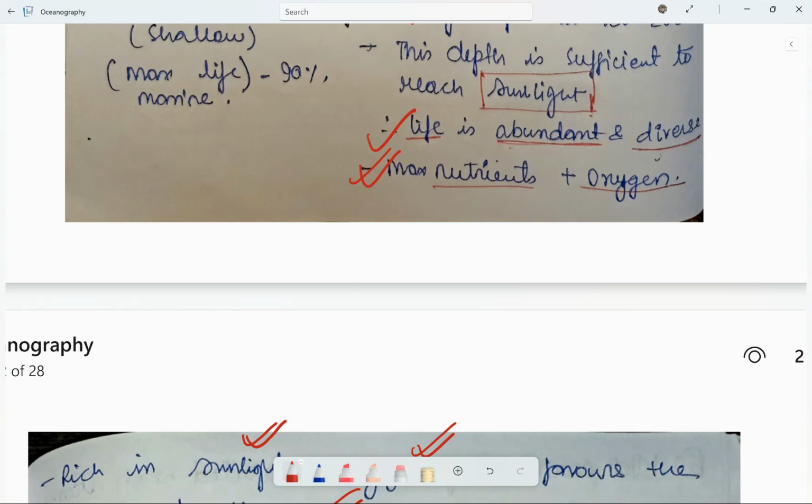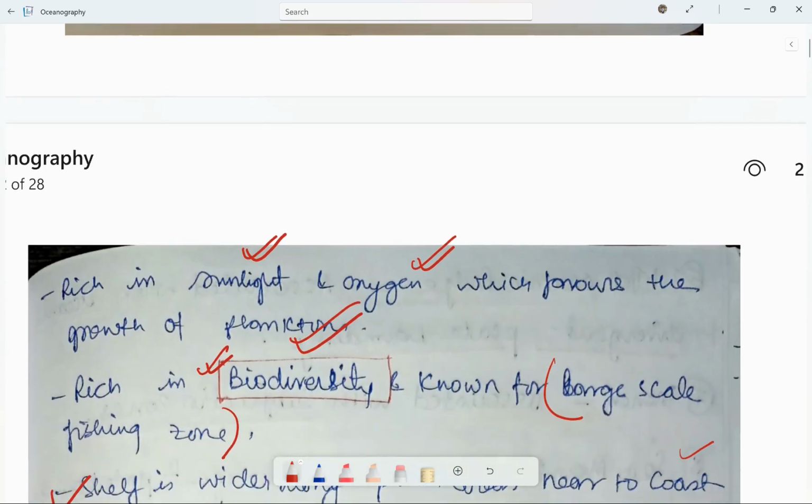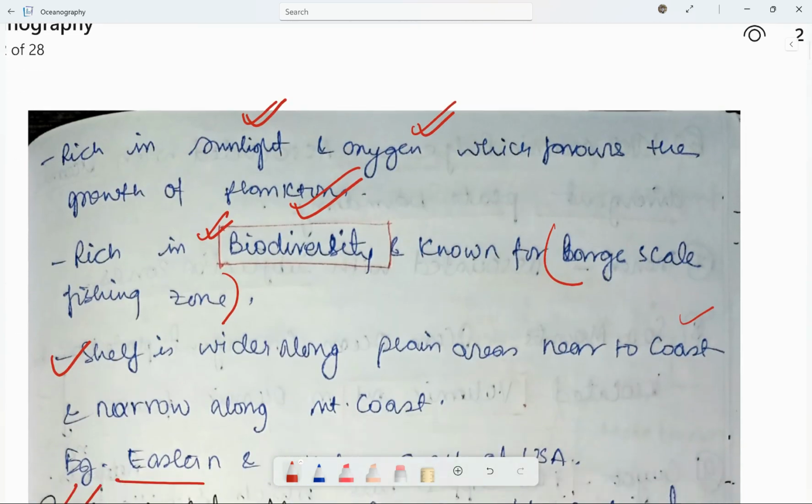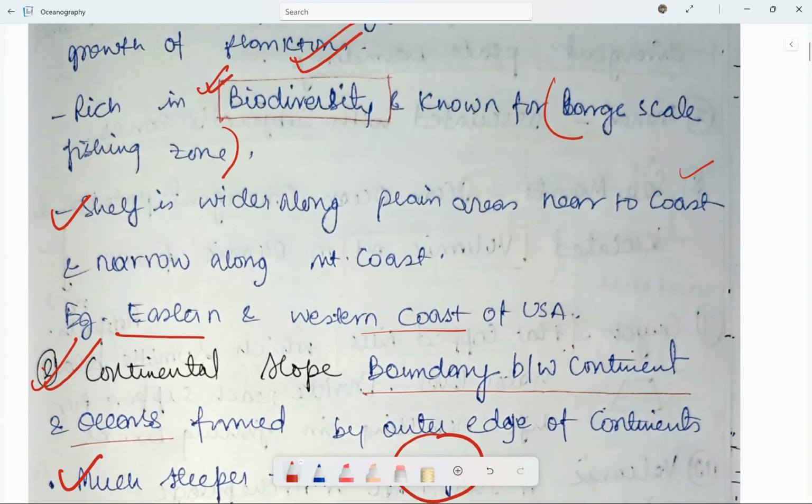The maximum nutrients plus oxygen are found in this region itself. It is very rich in sunlight plus oxygen, which favors the growth of plankton. It is very rich in diversity and is known as a large-scale fishing zone. The shelf is wider along the plain areas near the coast, and narrow near mountain coasts. For example, the east and western coast of USA.